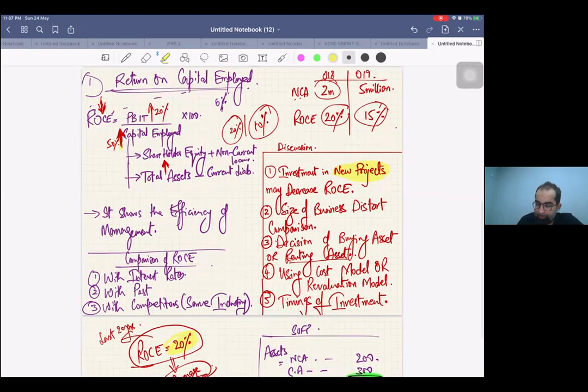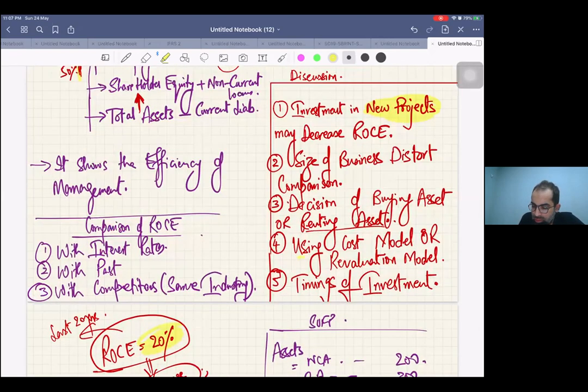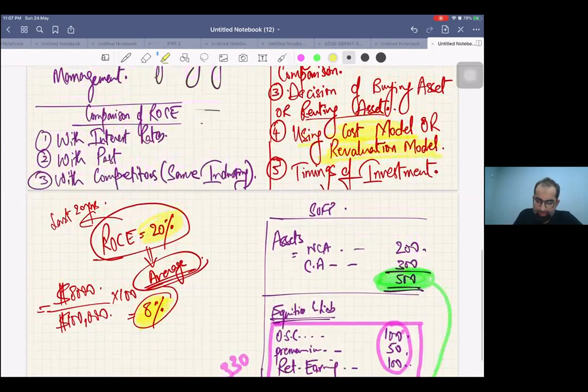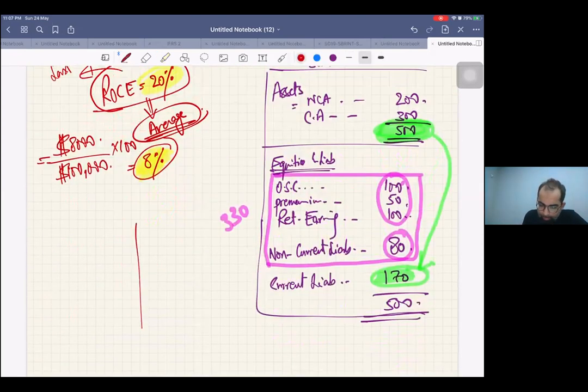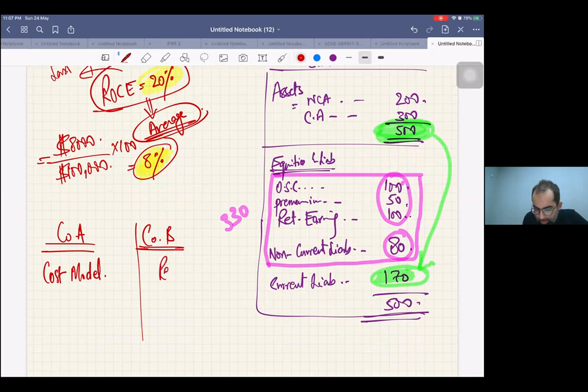Now the fourth point is using the cost model or revaluation model. You all know the difference between the cost model and the revaluation model. No need to tell you this. Now, let us say this is company A and this is company B. Company A uses the cost model. Company B uses the revaluation model.